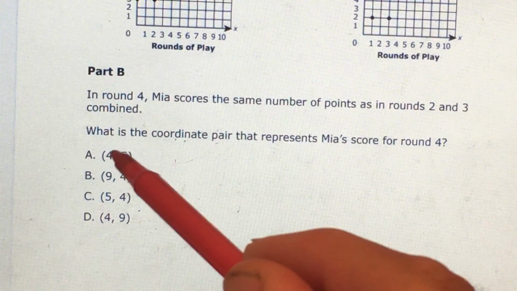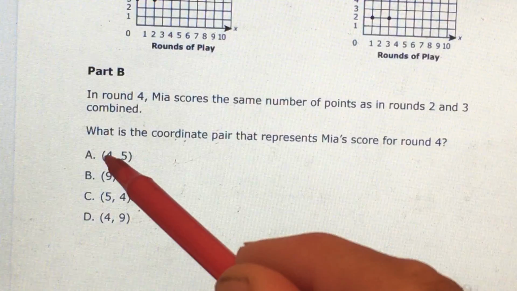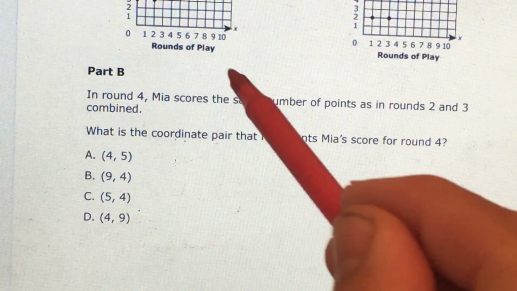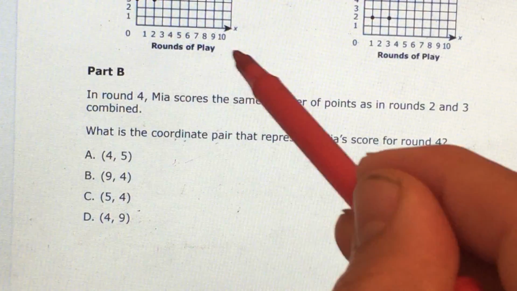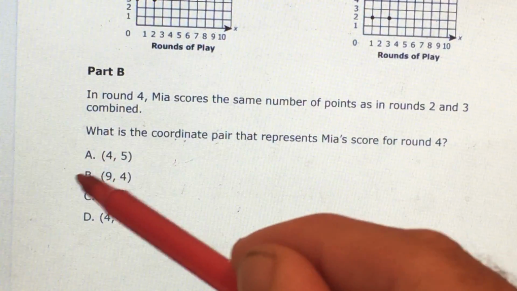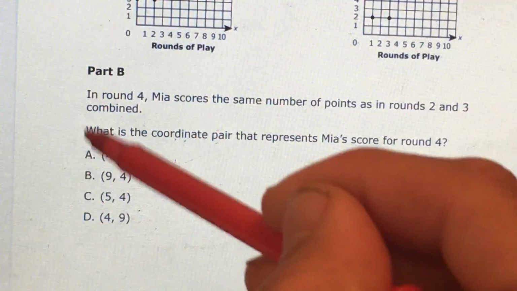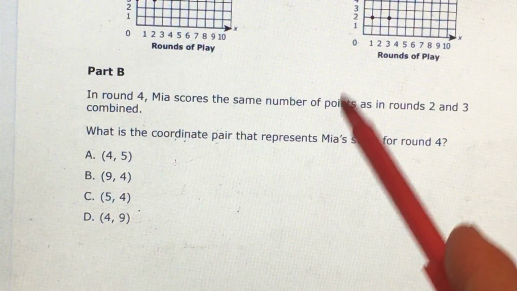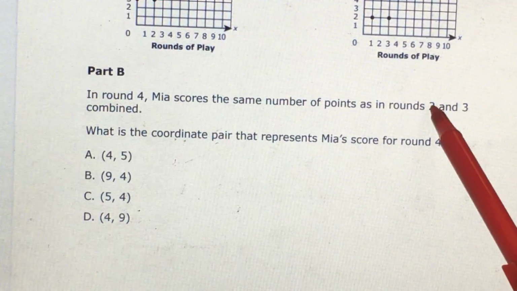The answer has to be either A or D because it says round 4 needs to be in the spot where it says the rounds, which is the X-axis down here. So B and C are wrong. We're choosing now between A and D. So let's see what else this says. She scored the same number of points as in rounds 2 and 3.